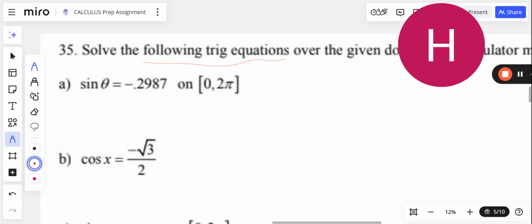So let's get right into this. There are going to be a couple of algebraic techniques sprinkled into this assignment, but it's mostly a trig-heavy process.